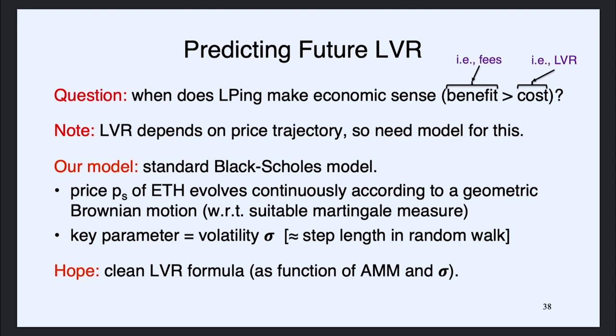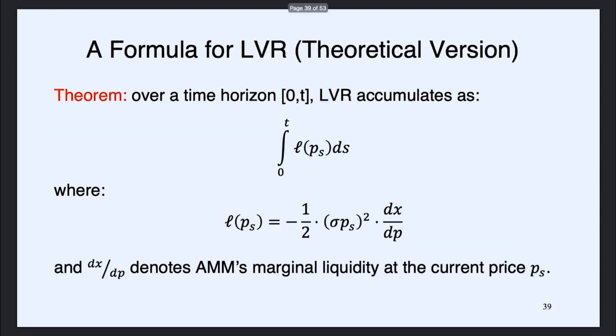And we've also seen that it depends on the AMM, because different AMMs will quote you different prices for a given trade. So the best case scenario would be something which takes as input the AMM and sigma and gives us back an easy to evaluate formula for what the LVR will be under this model, okay? So here's a formula. I'll leave it to you whether you think it's clean or not. Probably depends on your priors about this. If you don't find it clean, let me say this is going to simplify dramatically for popular AMMs, as I'll show you on the next slide.